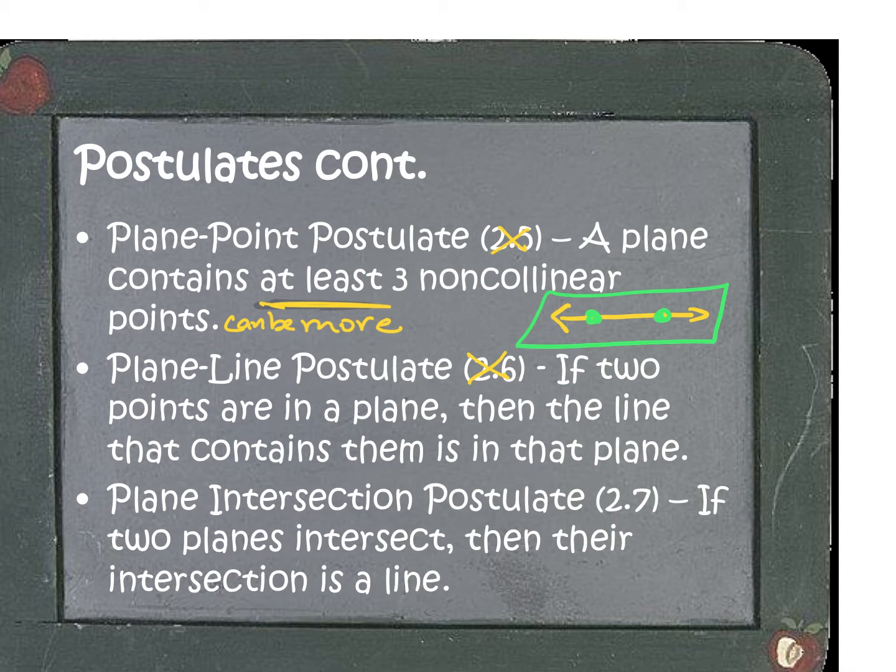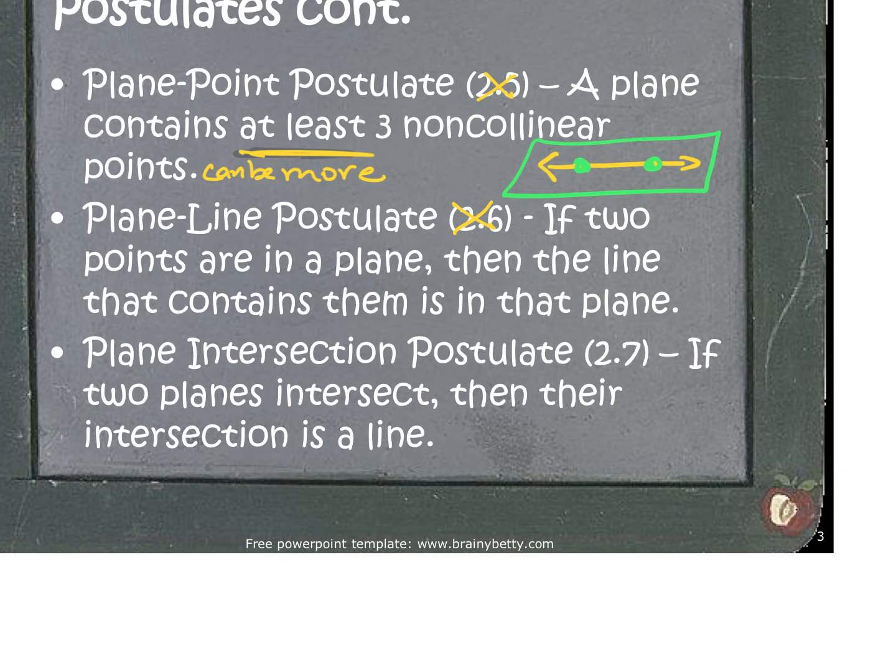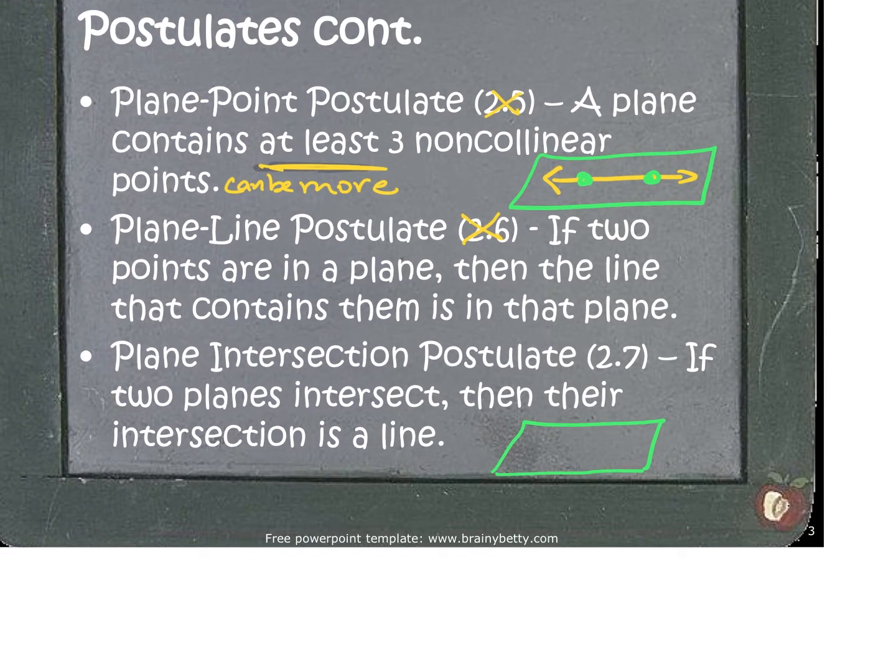And then the last one is called the plane intersection postulate. And this one just states that if 2 planes intersect, then their intersection is a line. And we talked about this as well. I think we even had a true-false question somewhere, either in the notes or in the warm-ups. So remember, planes go forever, and lines go forever. Remember, their intersection cannot be a line segment. It has to be a line.